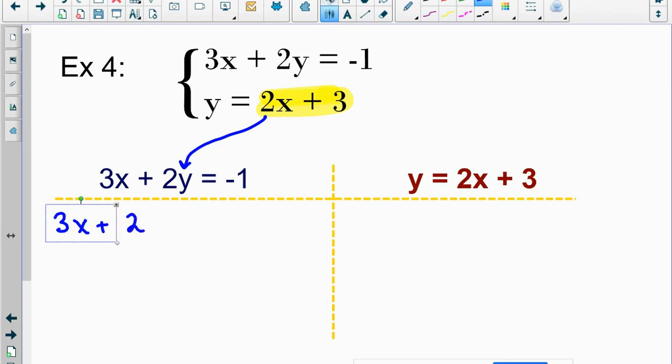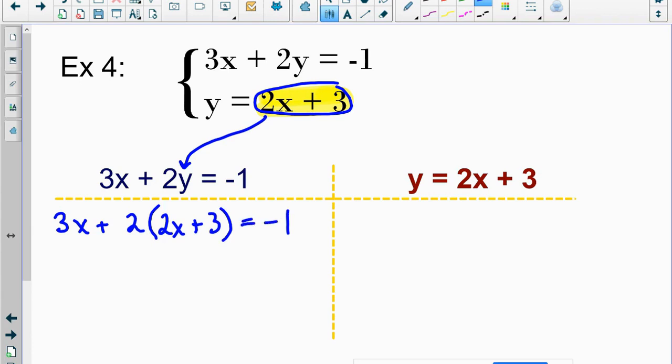multiply the 2 times the y value, which is 2x plus 3. So how do I show that I'm going to do 2 times this whole thing, 2x plus 3? I'm going to use parentheses to group the y value together so that I multiply the entire thing by 2. And I finish off the equation with the equals -1. So it's still the same. It's 3 times x plus 2 times the y value equals -1.